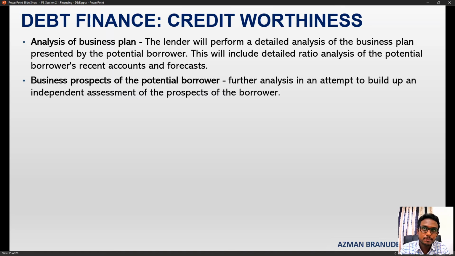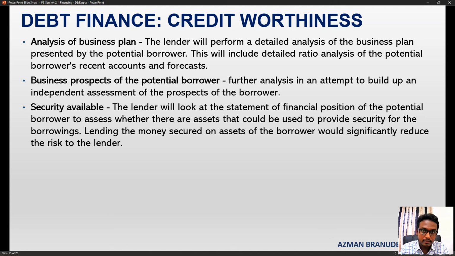Then business prospects of the potential borrower. Further analysis in an attempt to build up an independent assessment of the prospects of the borrower. Then the security available, right? The collateral. The lender will look at the statement of financial position of the potential borrower to assess whether there are assets that could be used to provide security for the borrowings. Lending the money secured on assets of the borrower would significantly reduce the risk to the lender, right?